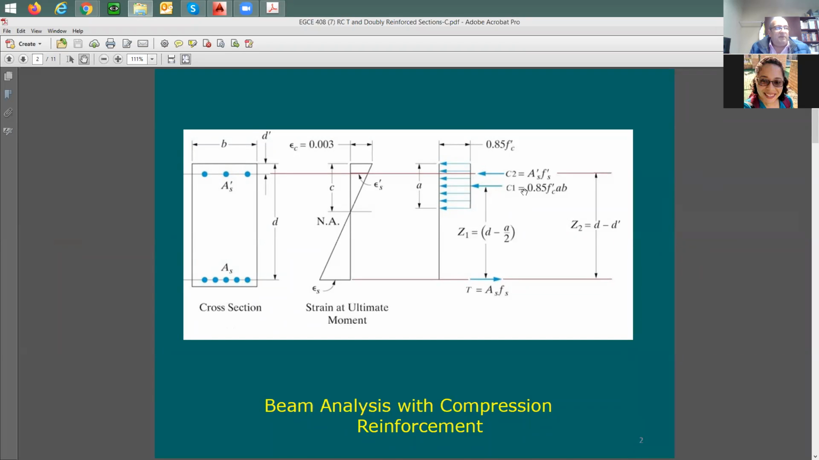In this case, I'm going to call this C1, which is the main compression force in the concrete, and C2 is going to be the compression force in the steel. Very similar also to what we have done in the T section. I can simply say that C1 plus C2 is going to be equal to the tension force.